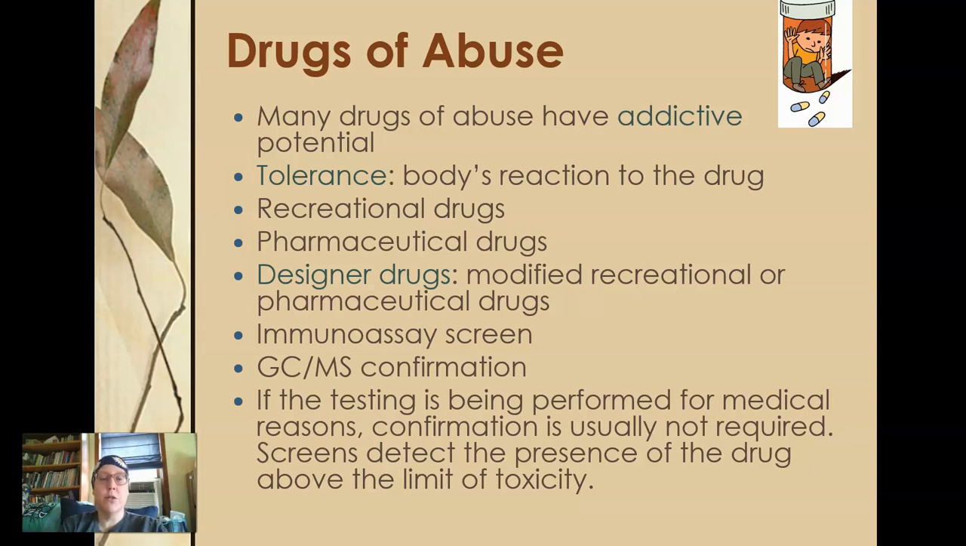Most drugs of abuse, though, you can use the immunoassay screen, so the urine drug test screen, to pick up the most commonly used ones. But either way, if you need confirmation or if it needs to be done for legal purposes, you can do GCMS for confirmation. Again, if the testing is being performed for medical reasons, you usually do not do confirmation.